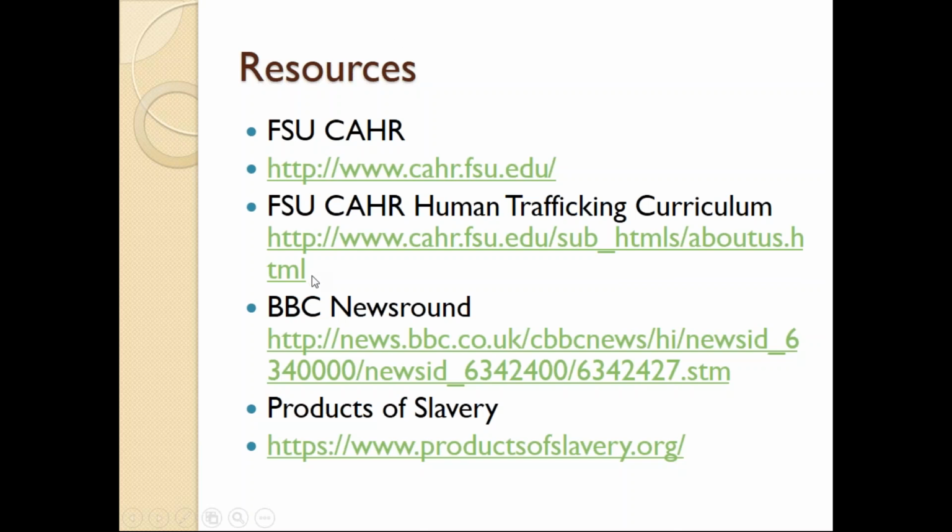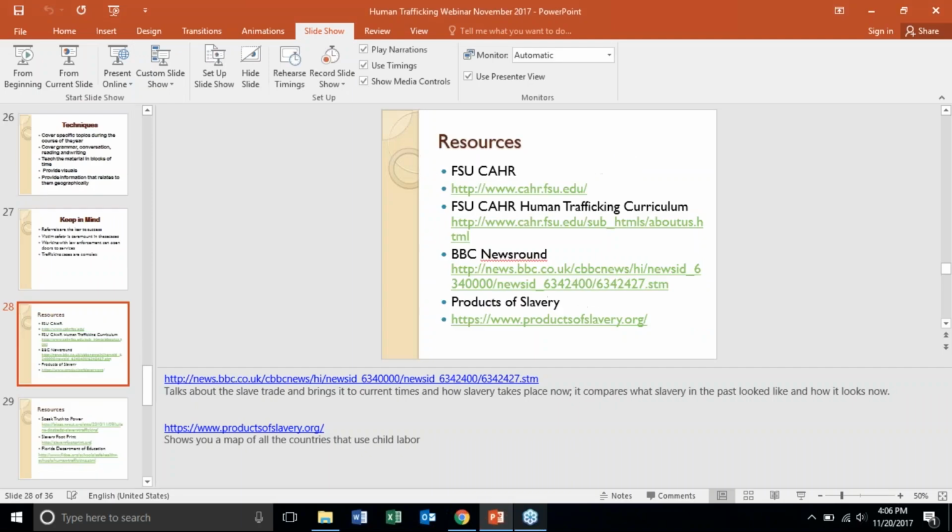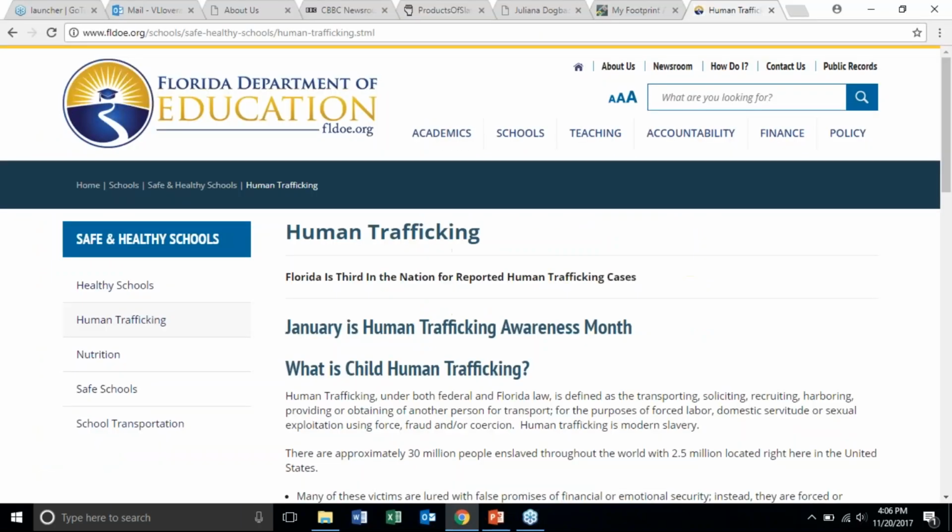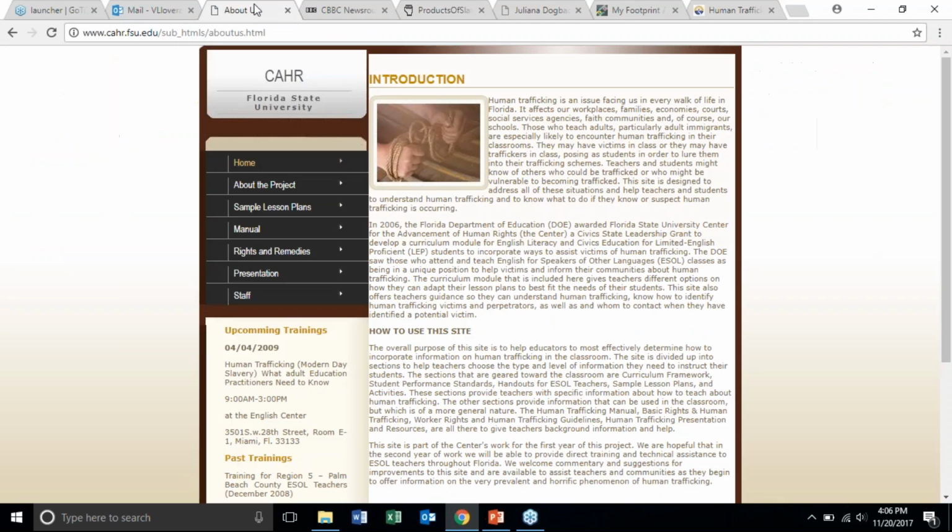Now, when it comes to the different kinds of resources, I'm going to move to a browser so that I can show you the resources that you see on the screen, right from the different websites. Okay, I have the different websites pulled up already.